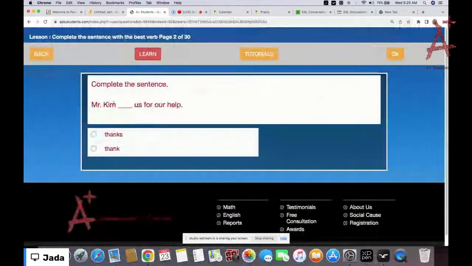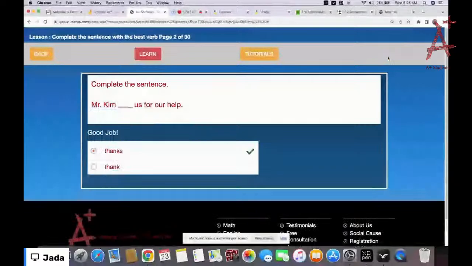So, Mr. Kim dash us for our help. Mr. Kim. Now, since it's one person, right? So the verb needs to have an S. So Mr. Kim thanks us for our help.